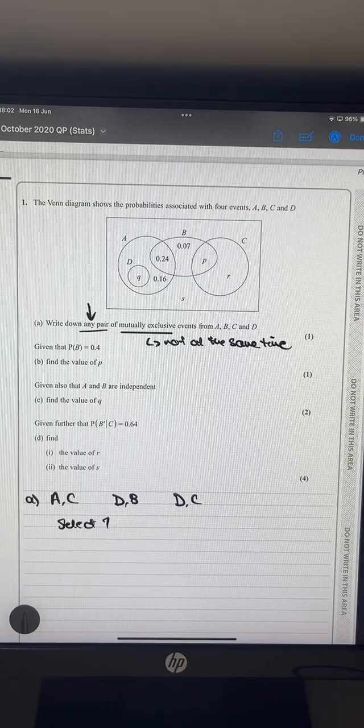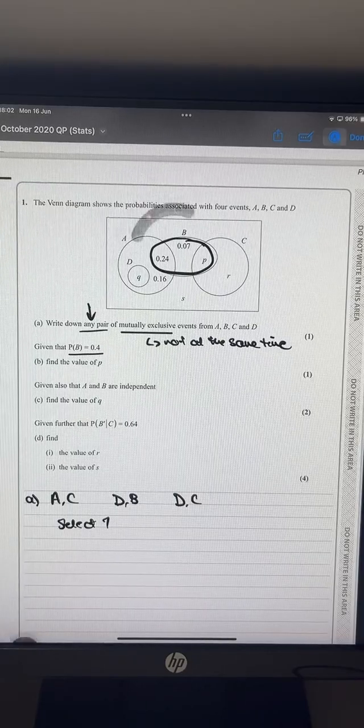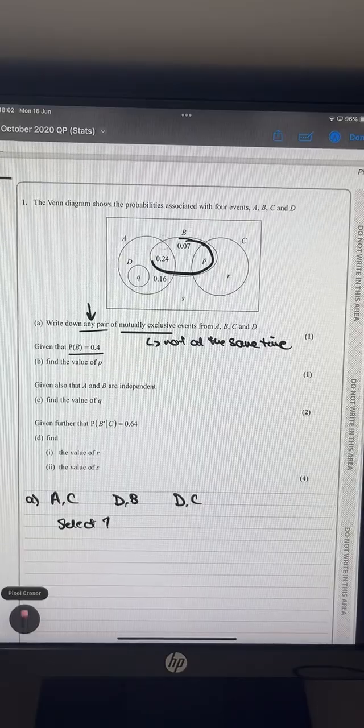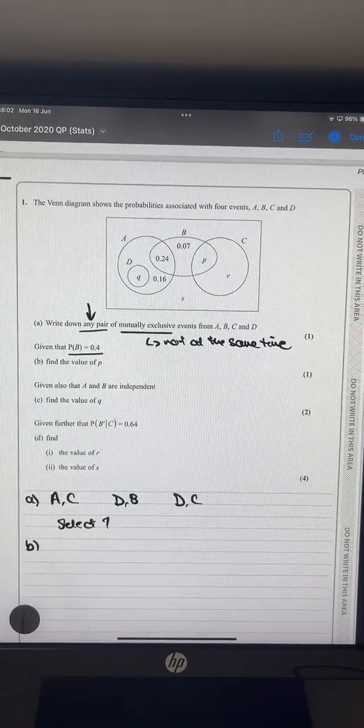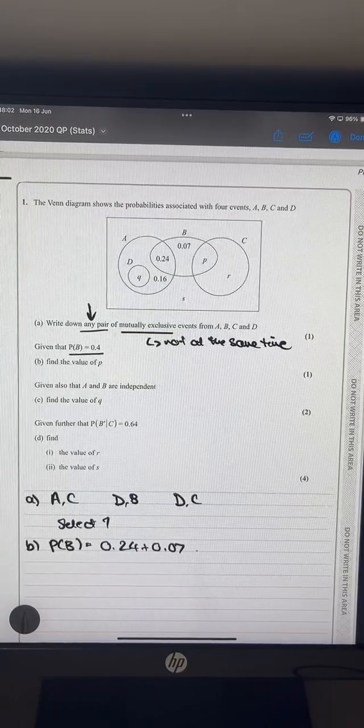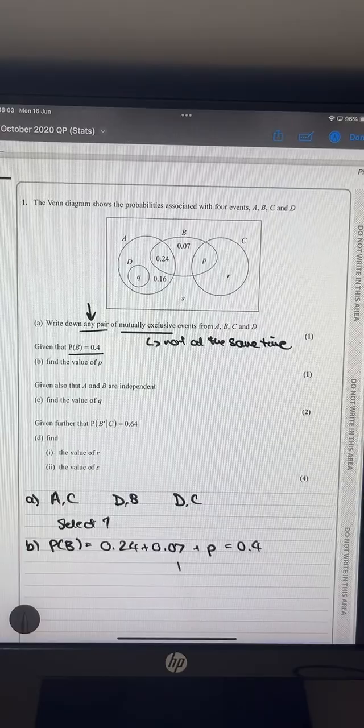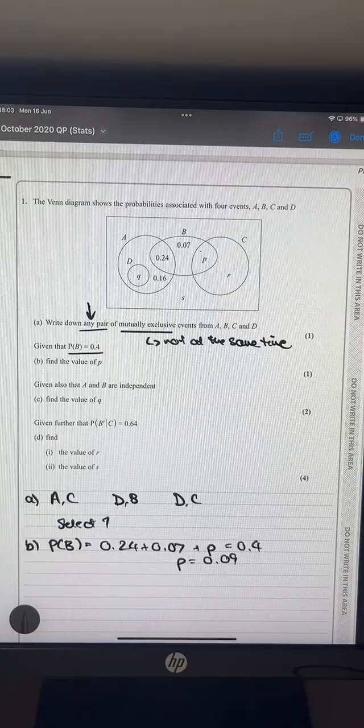Part b: given that the probability of B is equal to 0.4, find the value of p. If we're looking at B, this is the circle for B. So we can say that the probability of B is equal to 0.24 plus 0.07 plus... is this the standard maths? This is standard maths, not further maths. You add this, this, and this plus p, and we're told that's equal to 0.4. If you just rearrange and solve, you get p is 0.09, and that's it for 1 mark. I would straight away put my probability there so I can easily refer to it throughout the question.